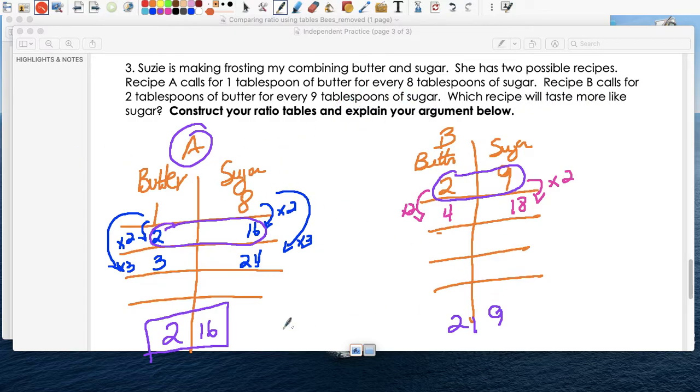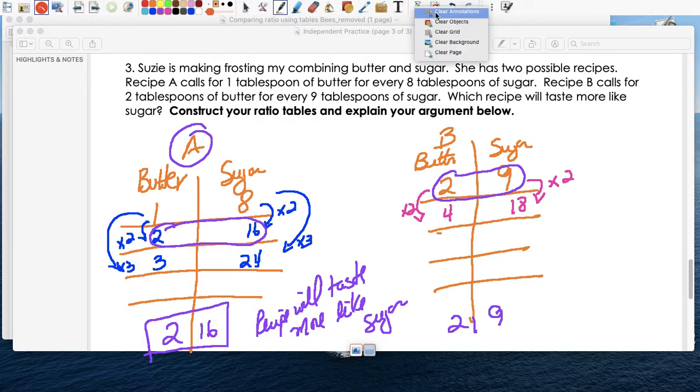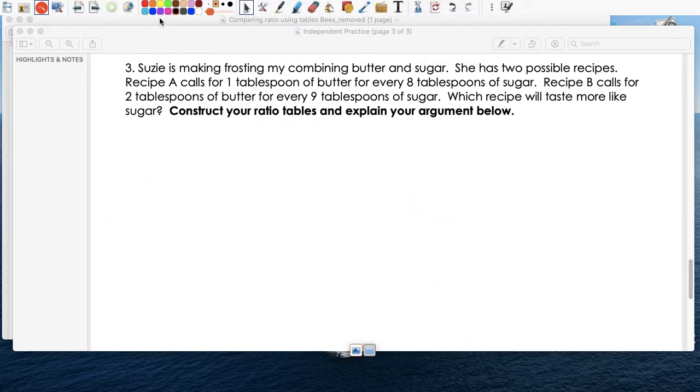So you can write somewhere, recipe A will taste more like sugar. Okay, and you can explain. All right, so hopefully you get the hang of this.